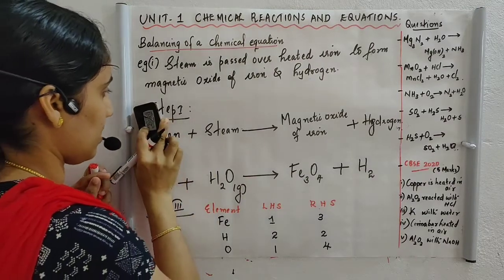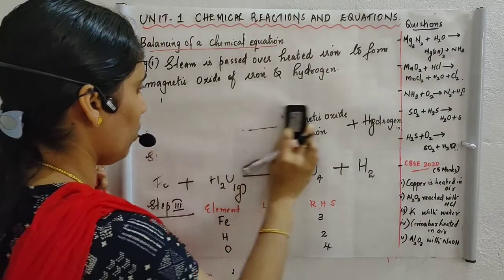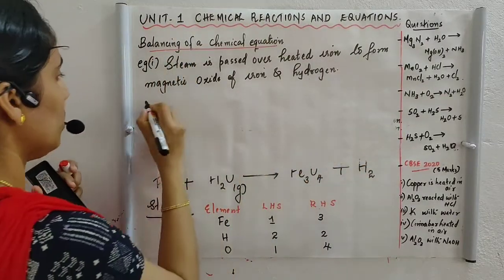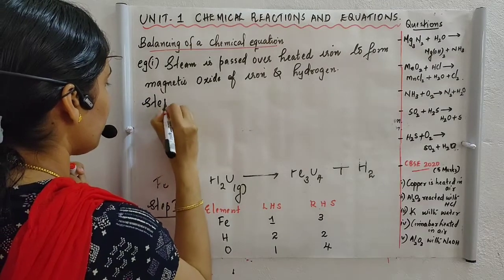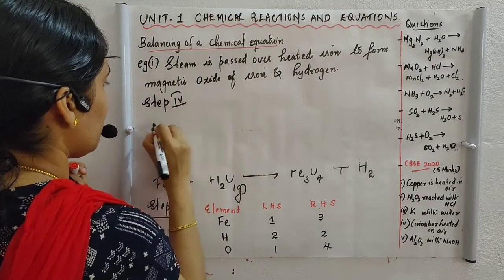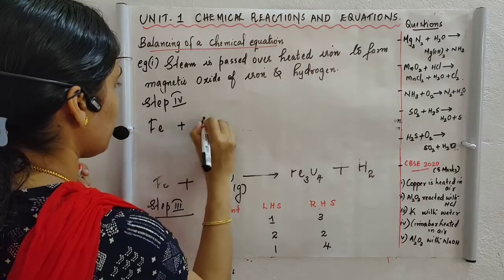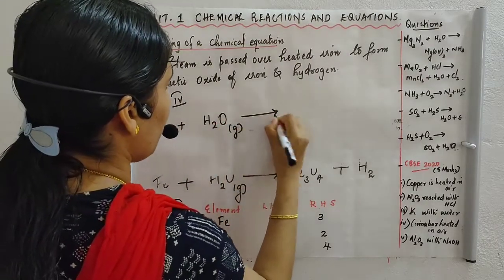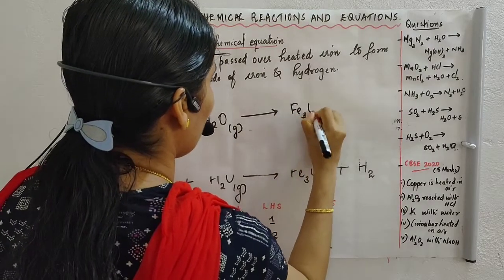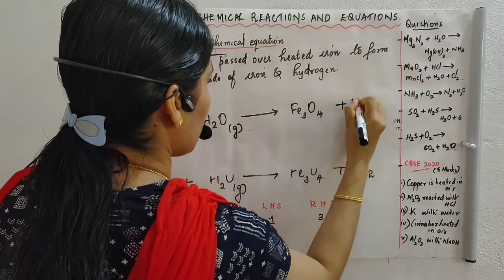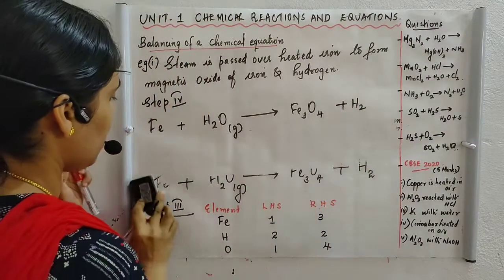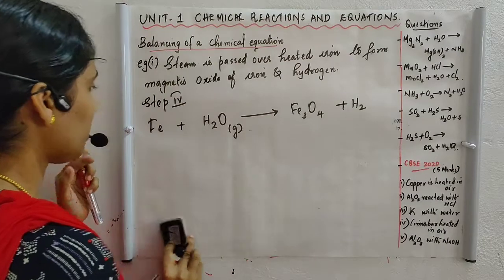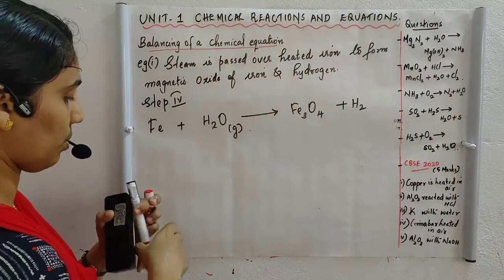Then what's next? So as step 4, how to balance this equation? So step 4, write the equation Fe plus H2O in gaseous state to form Fe3O4 plus H2. Then, in order to balance this equation, you start from the biggest formula.